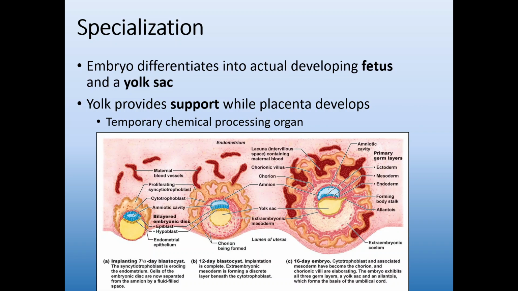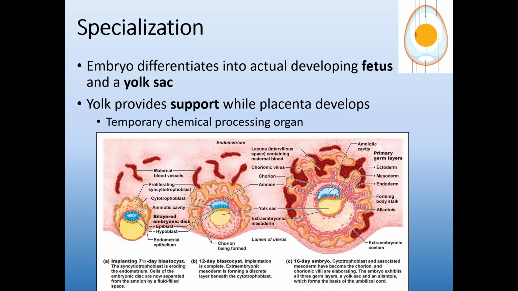We also start to see a specialization of the materials within our blastocyst. So the embryo is going to differentiate into that cell mass that is actually going to become the fetus. Those are the cells that will eventually become the organism. But it also creates this larger structure we call the yolk sac. Now, this is not to be confused with the yolk of a chicken egg. They are fundamentally different structures.